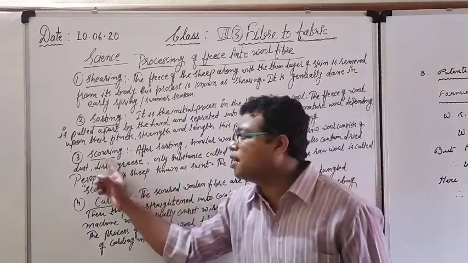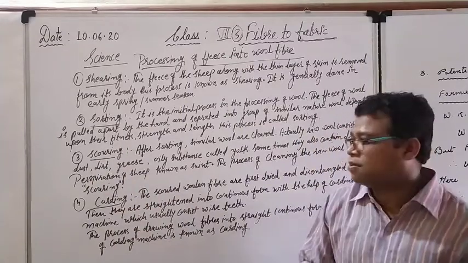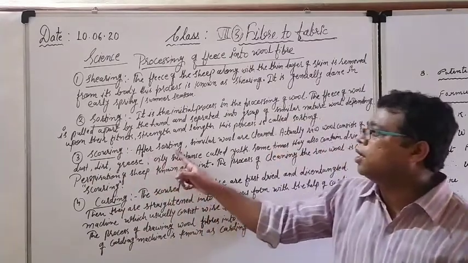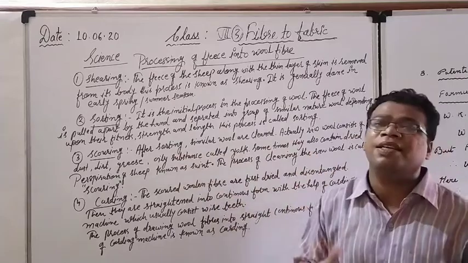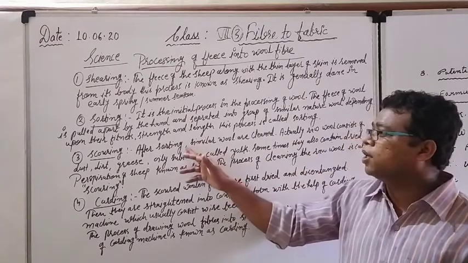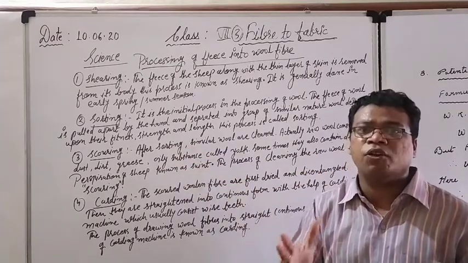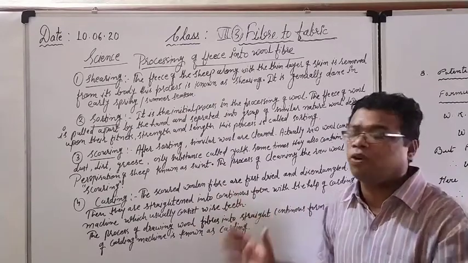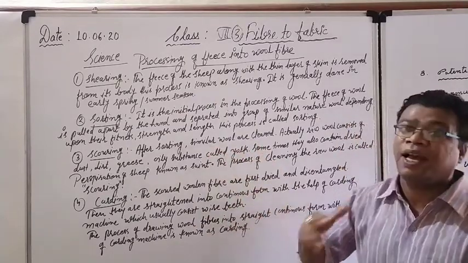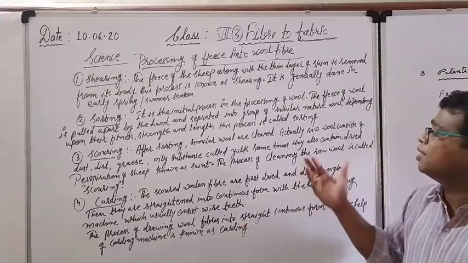Number third procedure is the scoring. Scoring. What is the scoring? After the sorting, similar wool are cleaned. It is a cleaning process. After the sorting, we have actually separated the wool into the different groups, and the similar nature wool, they are cleaned. सफाई की जाती है उसकी.